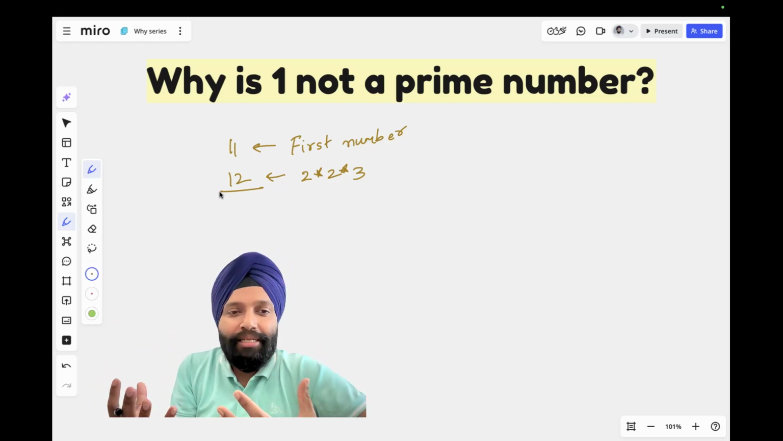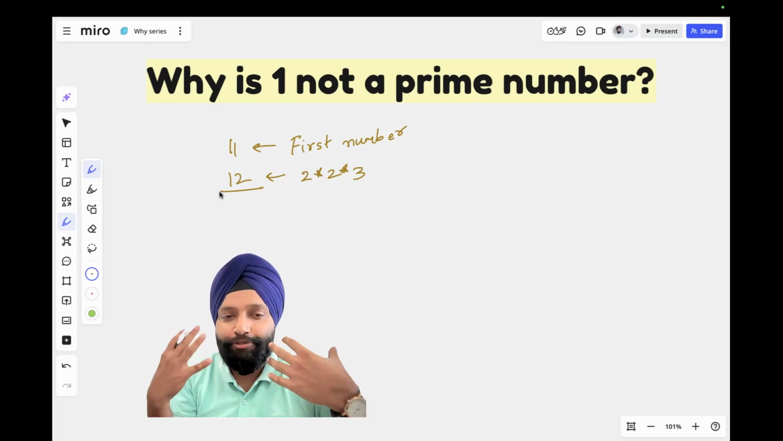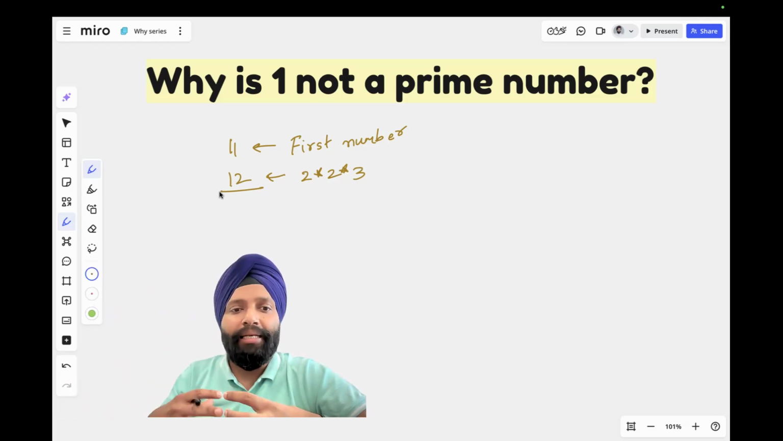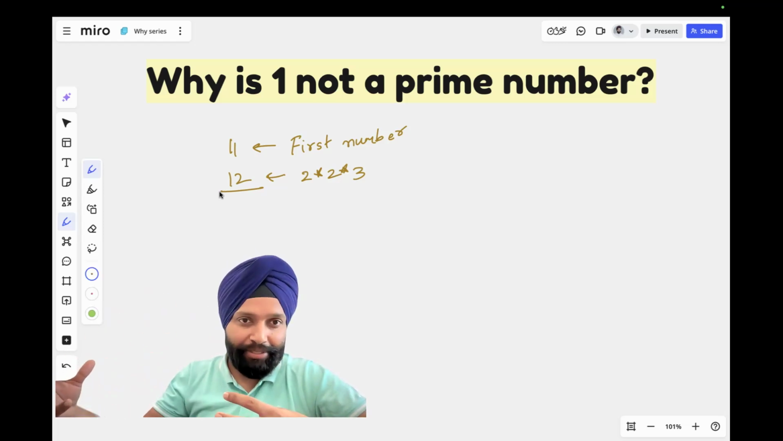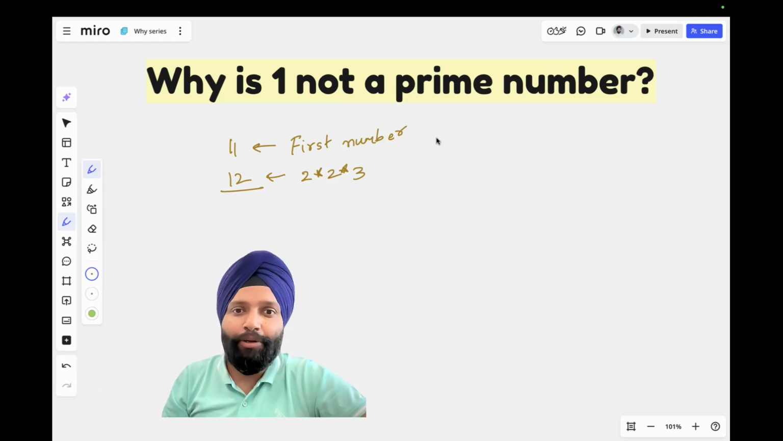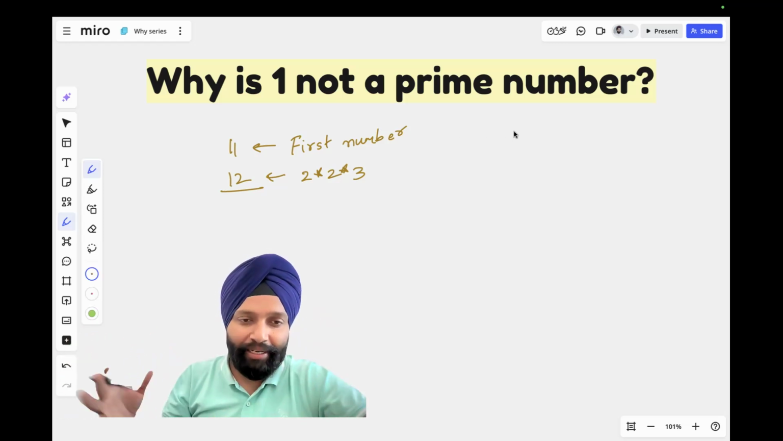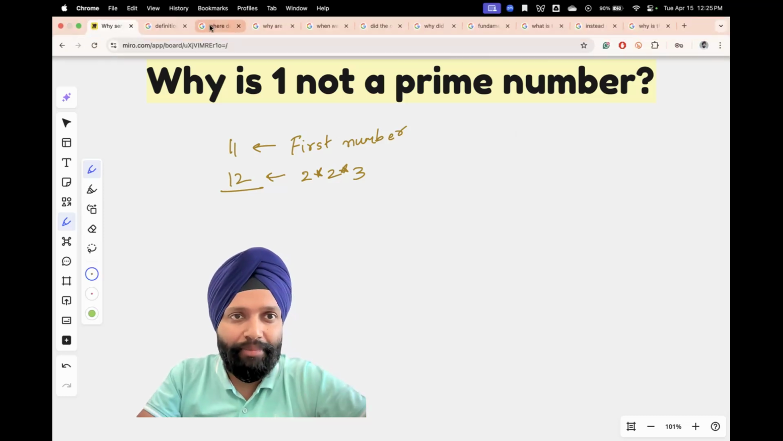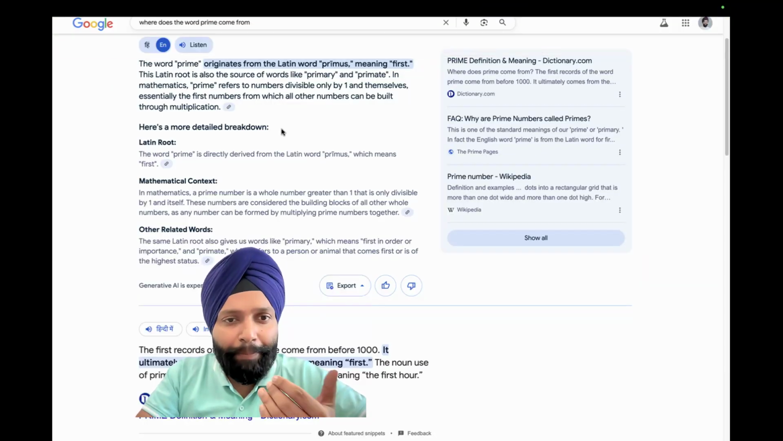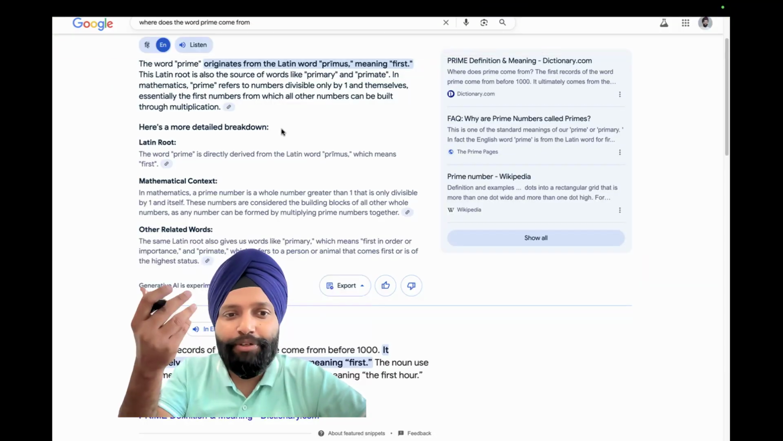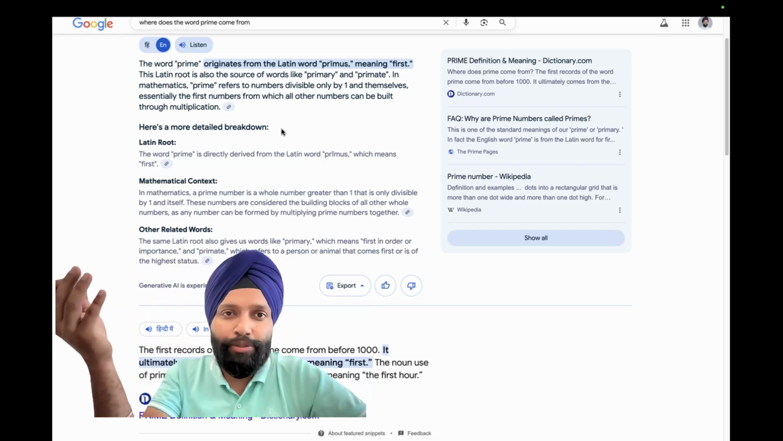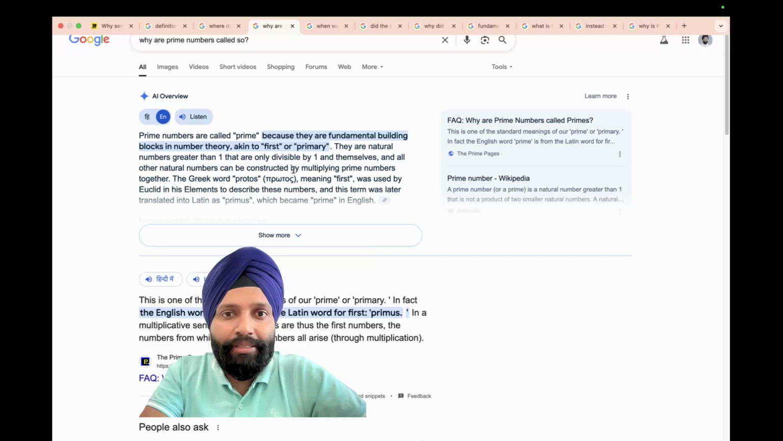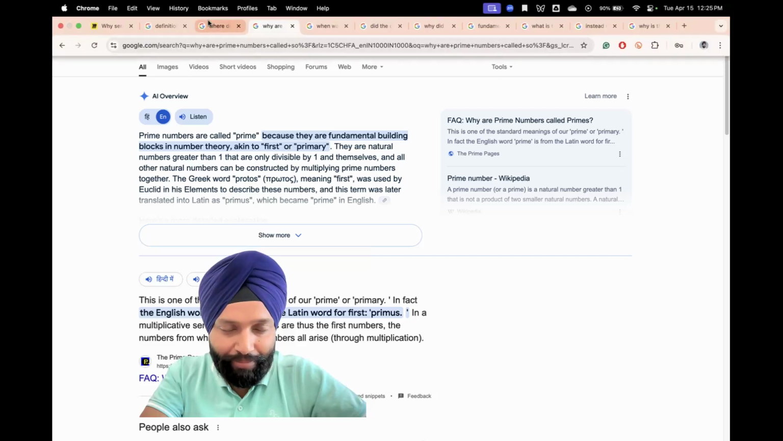So the prime numbers are the primary numbers or the first numbers that you cannot arrive at by multiplying some smaller numbers. Okay, so whether you look at 11, 13, 17 and all that, these are prime numbers because they're the first numbers. So essentially that's why they are called prime numbers. But we use the word prime in a lot of other contexts also, right? Prime minister. Why is the prime minister called prime?